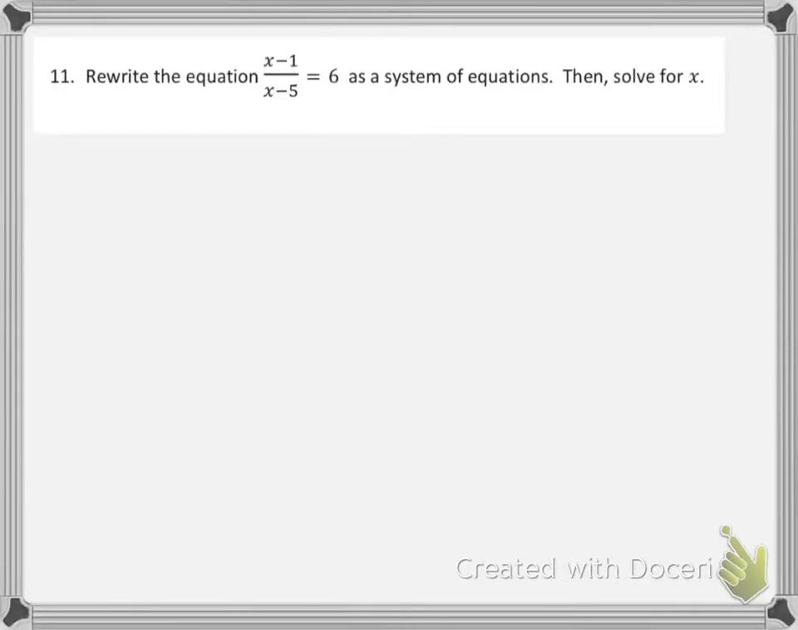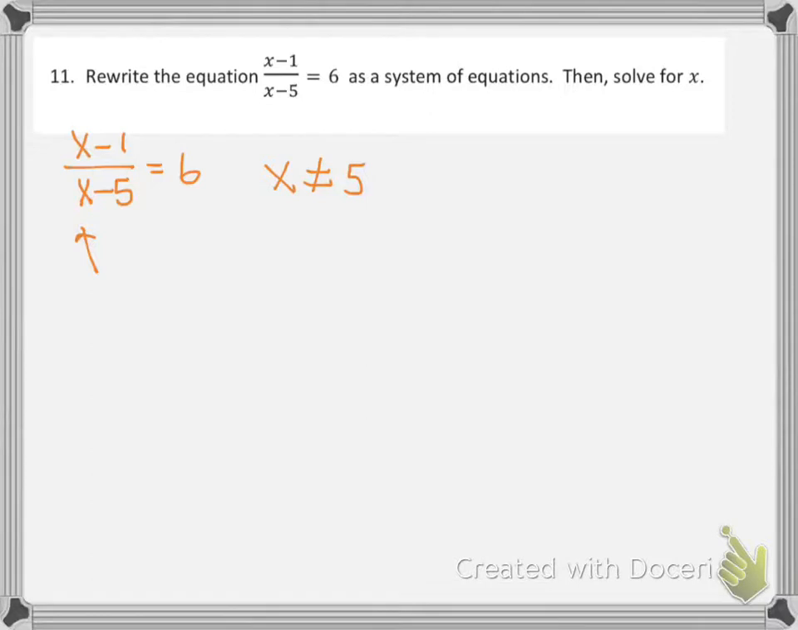Number 11. Rewrite the equation x minus 1 over x minus 5 equals 6 as a system of equations. Well, the system is the same equation, x minus 1 over x minus 5 equals 6, and x cannot equal 5. Because if I put a 5 in for that x, I get 5 minus 5 is 0, and I cannot have a 0 in the denominator.